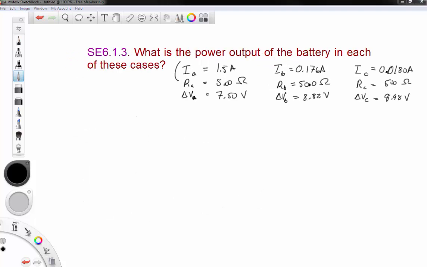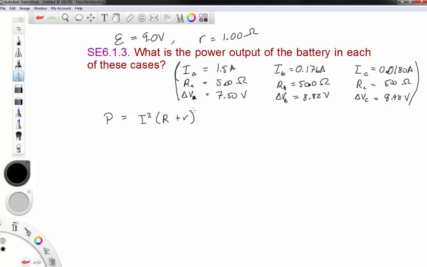And to continue this example a little further, what is the power output of the battery in each of these cases? So again, I've copied over all of the relevant information about current, resistance, and voltage from the terminal for each of these battery cases. Remember again that the EMF was E equals 9.0 volts, same for all three cases. So which of these terms do we actually need in order to get the power? Well, we could use the resistance, because recall that we also have the internal resistance, 1.00 ohm, and that the power can be found by using I squared times R plus r.